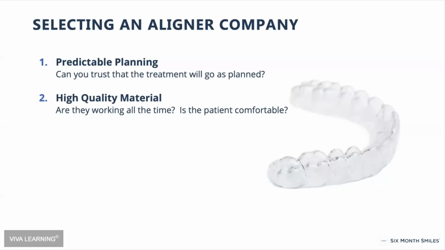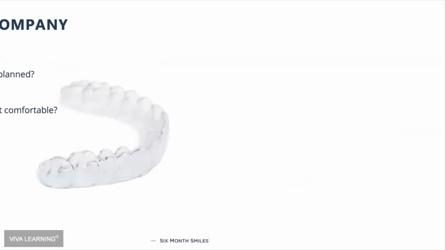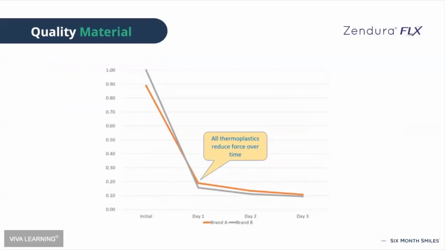What about the actual material? Of course, as I mentioned earlier, you just need a scanner or some impressions, and then a 3D printer, a pressure former, and some material. There are a lot of differences out there in the market with materials. One of the most important aspects is whether the plastic that you use for your aligners is going to deliver the forces for a long time, because that's what you want.